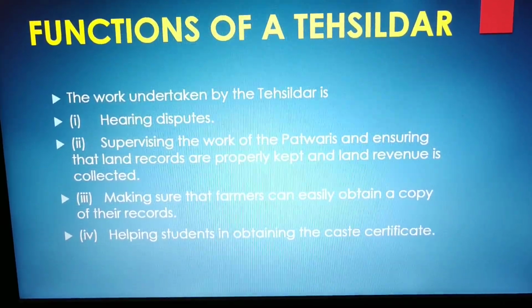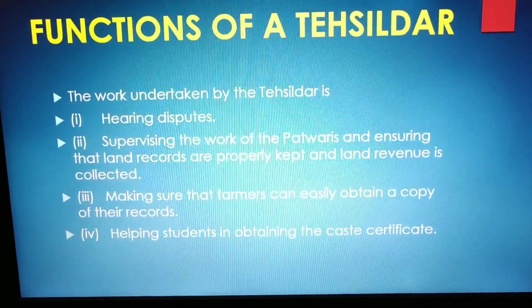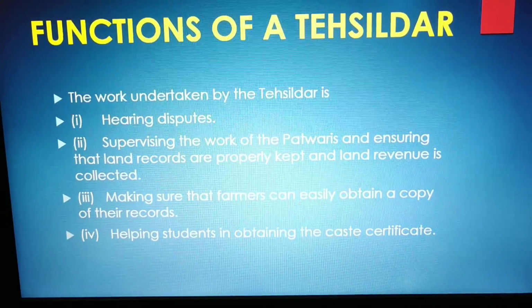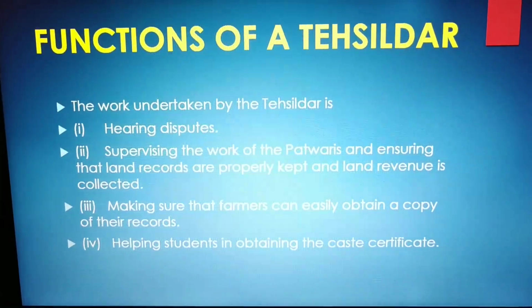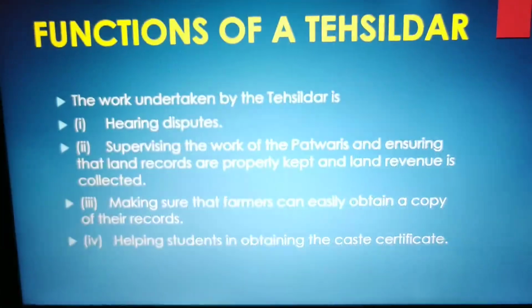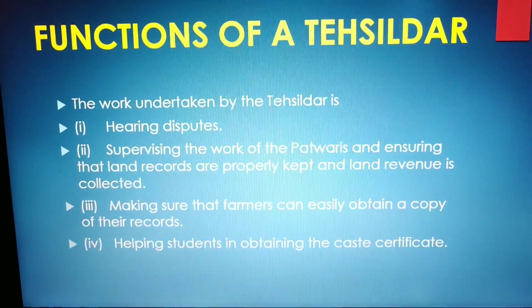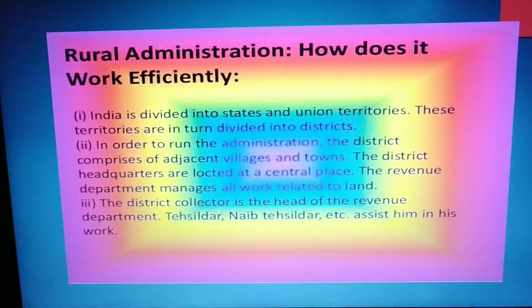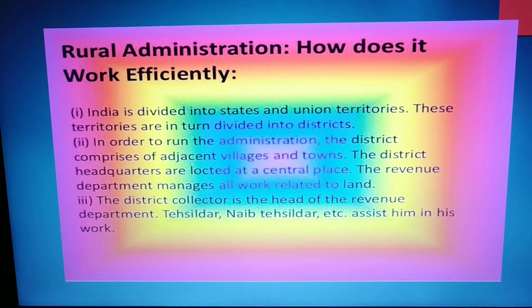So these are the caste certificates. As you all know, the caste certificate: SC, ST, OBC. So these are the caste certificates which are being made by the Tehsildar, which are there with the Tehsildar. Okay, this is rural administration. How does it work efficiently?